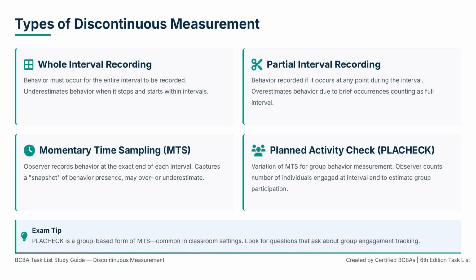Types of discontinuous measurement: there are four main types you need to know for the exam: whole interval recording, partial interval recording, momentary time sampling, or MTS, and planned activity check, or PLACHECK. Each differs in what is recorded, how bias occurs, and what behaviors they're best suited for. PLACHECK, in particular, is a group-based variation of MTS, commonly used in classroom settings.